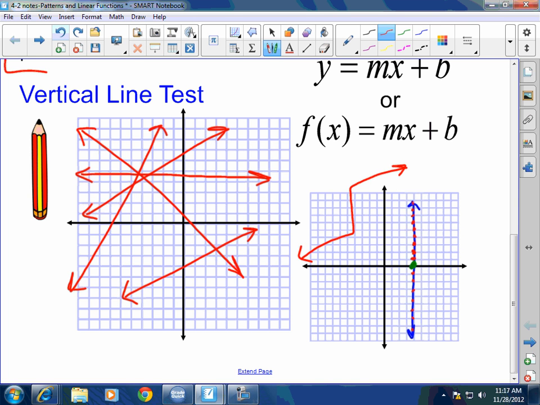It would not because of this part right here. Look at all the different y values that I have for that same x down here. No, it cannot be curved. It has to be straight. Linear functions are straight lines that are not vertical.